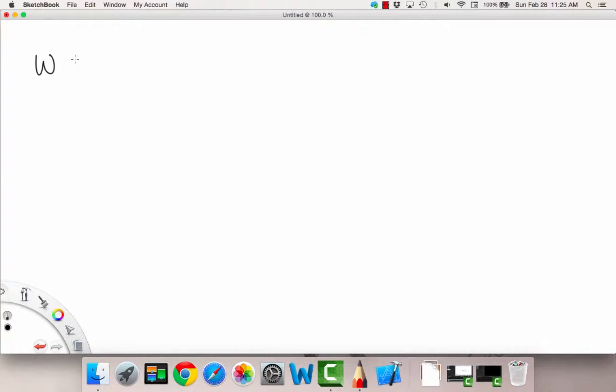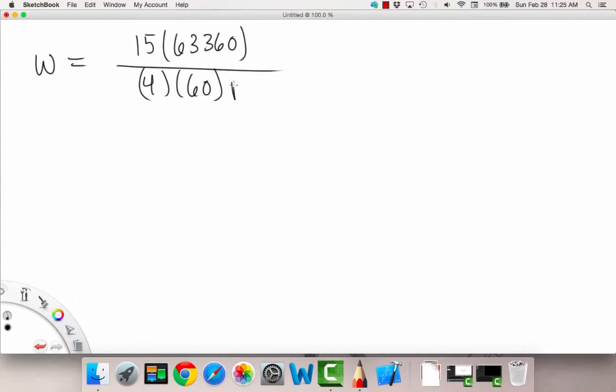So we have something like this. Omega, which tells us our angular velocity, is equal to 15. Now we have no units on the top, so we have just this other number that came from the mile to inch conversion. And then on the bottom, we have 4 times 60 going on, and we have minutes on the bottom. We actually have radians up here, but it's not really a unit. Anyways, so now we can cancel those out, and we get 1 over 4.